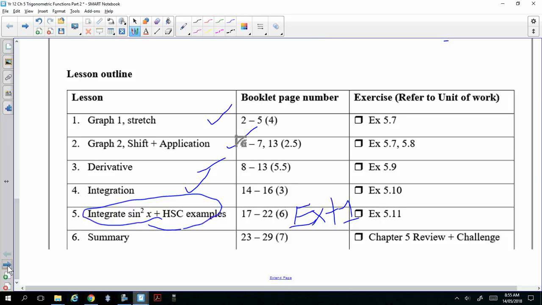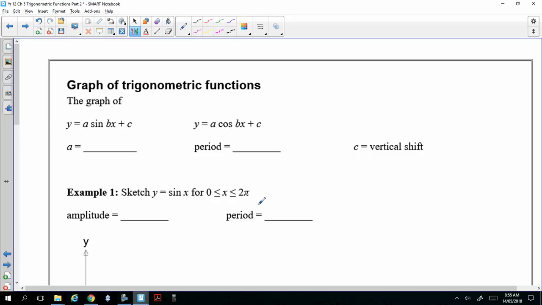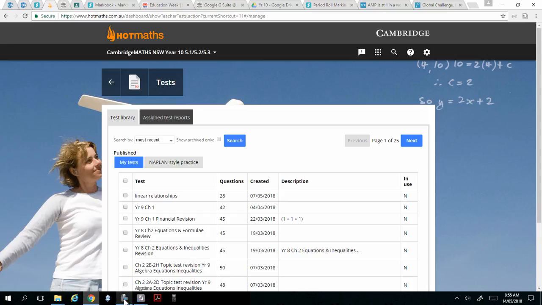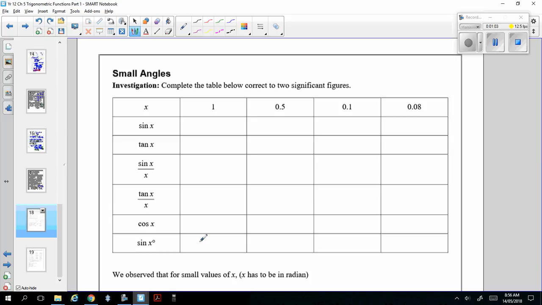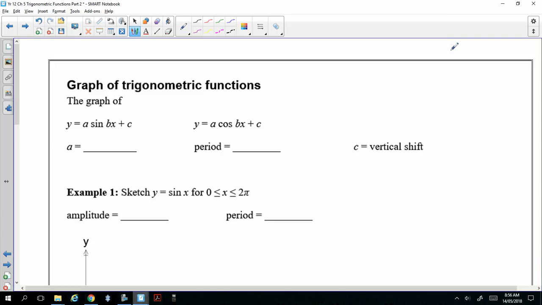So we're going to go to that next page. We're going to look at graphs of trigonometric functions. We're first going to study the sine graph. One page. We're going to look at the sine graph equation and the cos graph and what each of the letters mean.